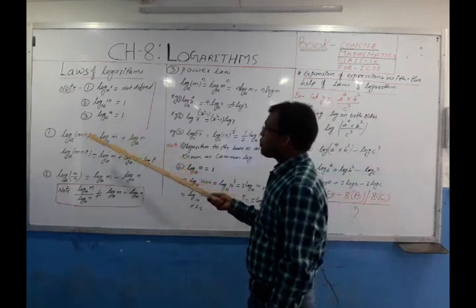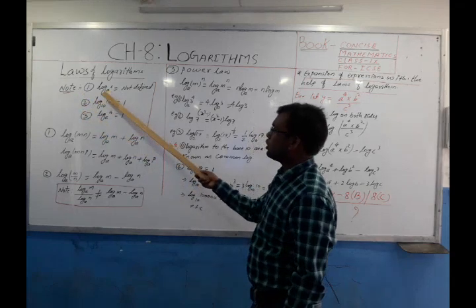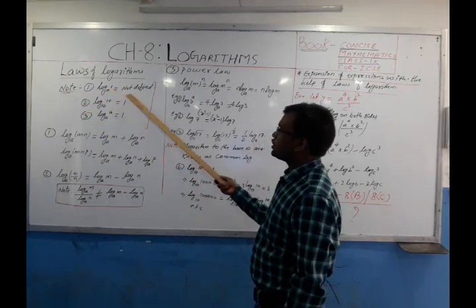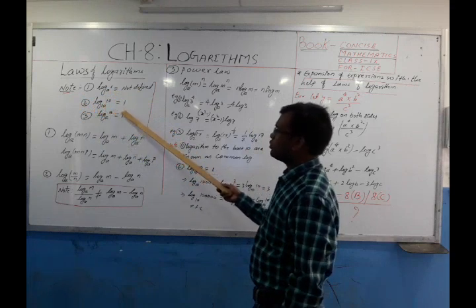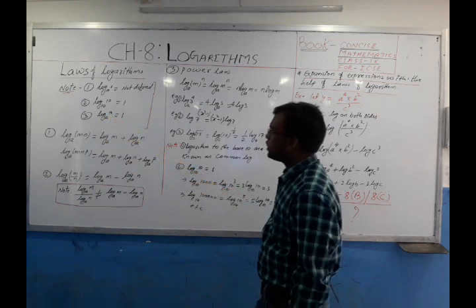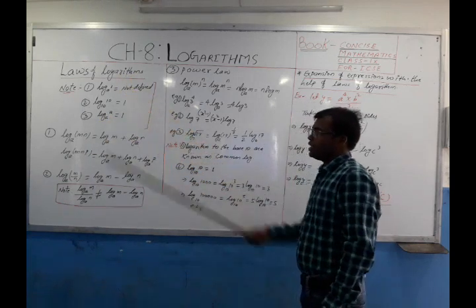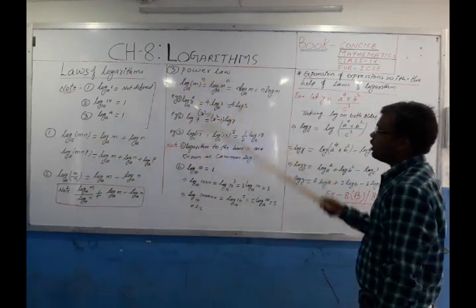Just previously we have already learned these three: 1, 2, 3. That means log base a of 1 is not defined. Log base 10 of 10 is equal to 1. Log base a of a is equal to what? 1. Okay. Apart from these 3, we have some more laws about the logarithms.